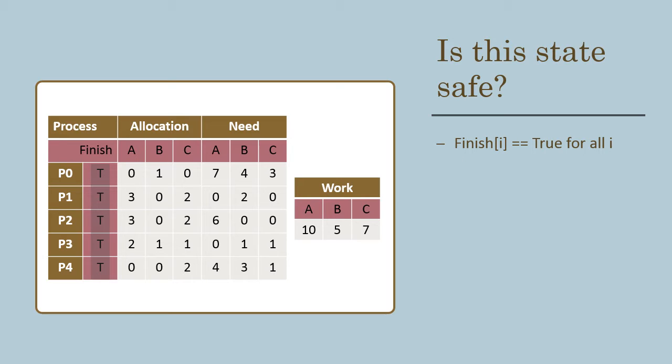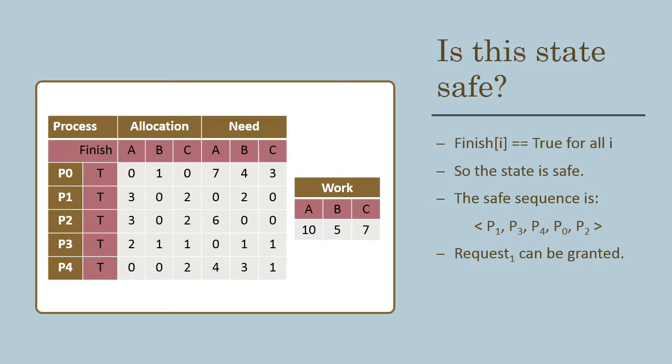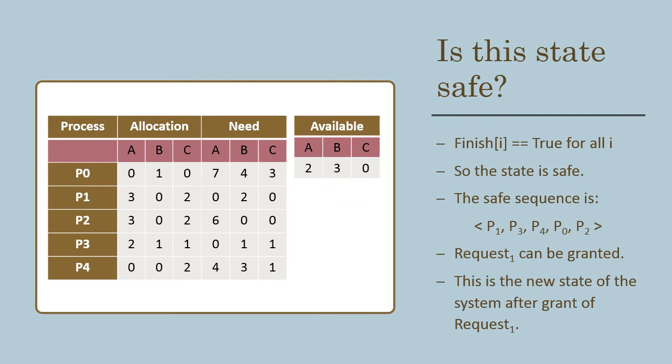Look at this matrix. Finish[i] is true for all i. So the state is safe. The safe sequence is P1, P3, P4, P0 and P2. So this means that request 1 can be granted. This is the new state of the system after grant of request 1. If you go back, you will see that this state was what I received after I ran the resource request algorithm for request 1.